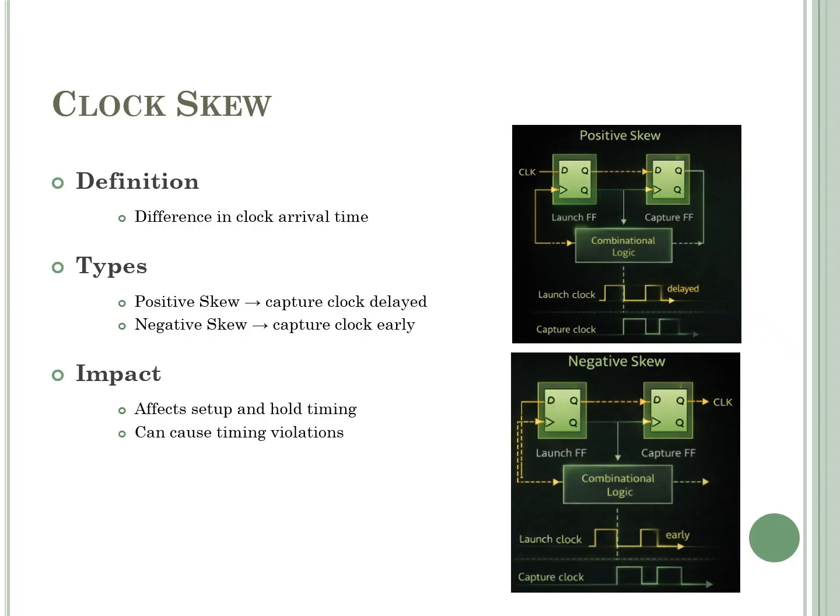Types of clock skew. Now let's understand the two types of clock skew. First is positive clock skew. The capture clock arrives later than the launch clock. The capture flip-flop gets the clock late.